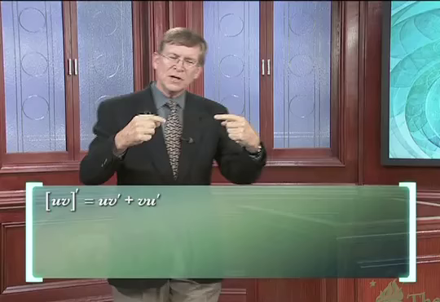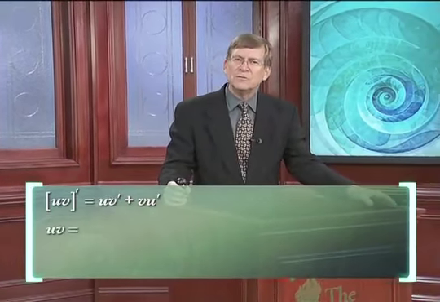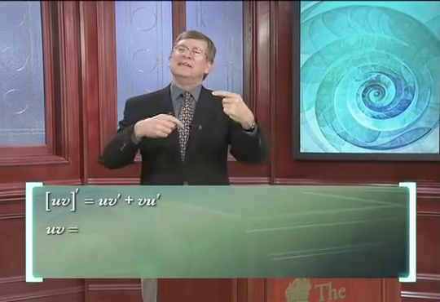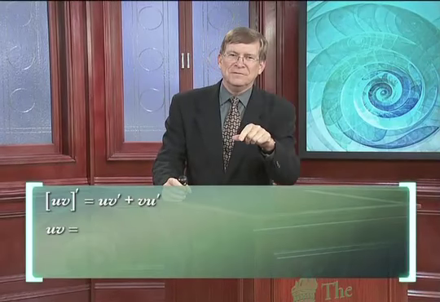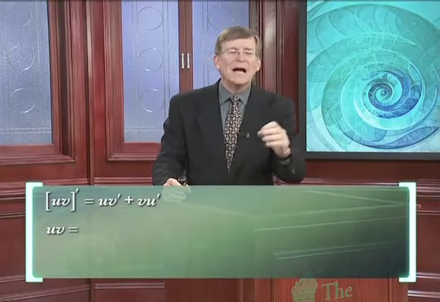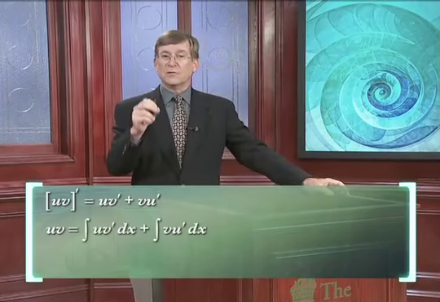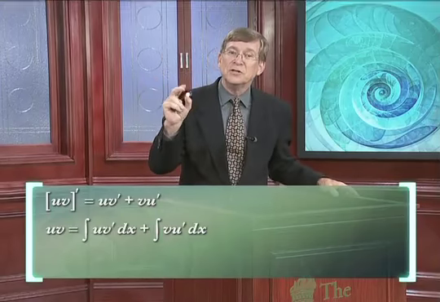I can get a new equation, and the left-hand side of the equation is just u times v. Remember, integration and differentiation are basically inverse operations. So if I integrate that derivative, (uv)', I'll end up with just uv. And the right-hand side is the integral of u times v', and then plus the integral of v times u'.